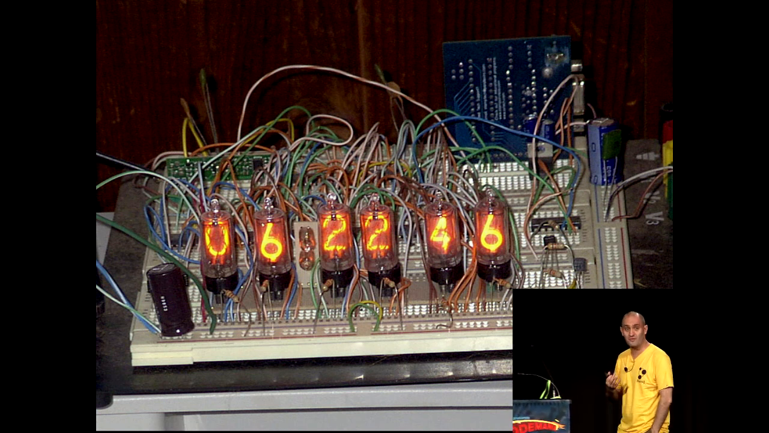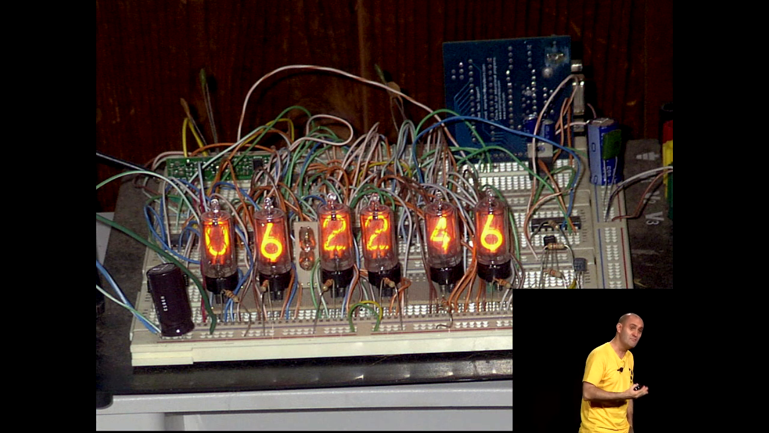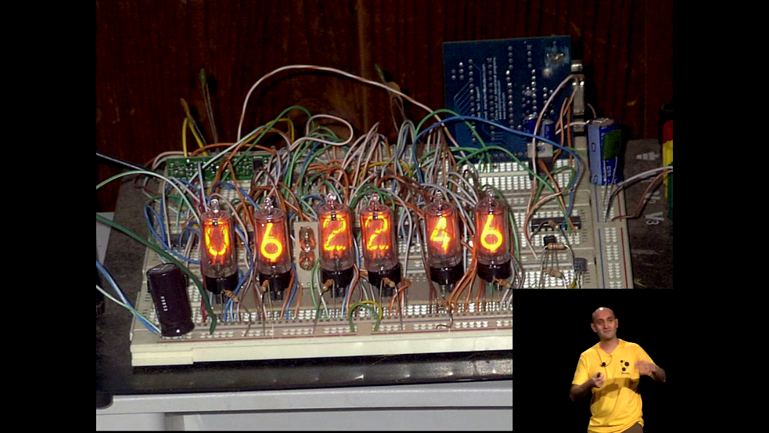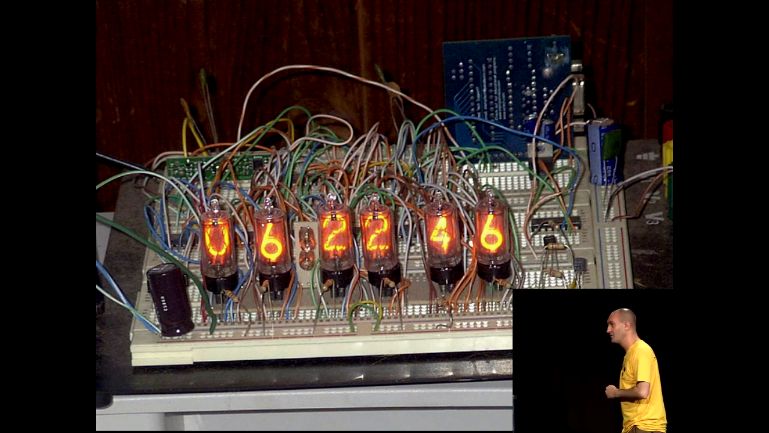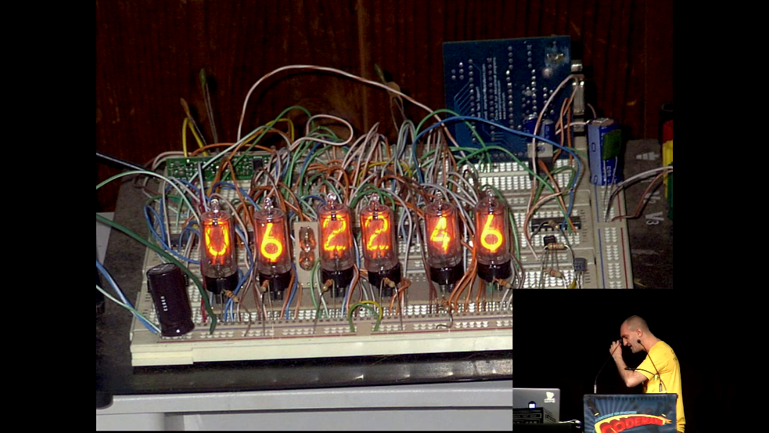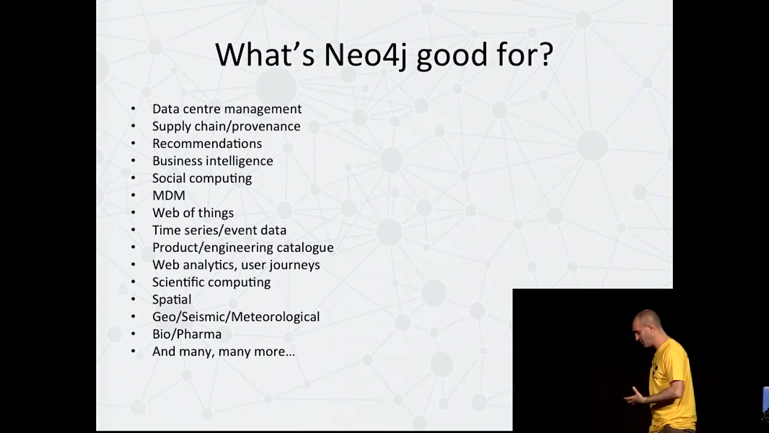Because the graph model, the graph mathematics, does not suffer the kind of Cartesian products of sets, the join bomb problem, that relational databases do. Nor does it suffer the kind of join at the application level problem that the other key value style NoSQL databases do.